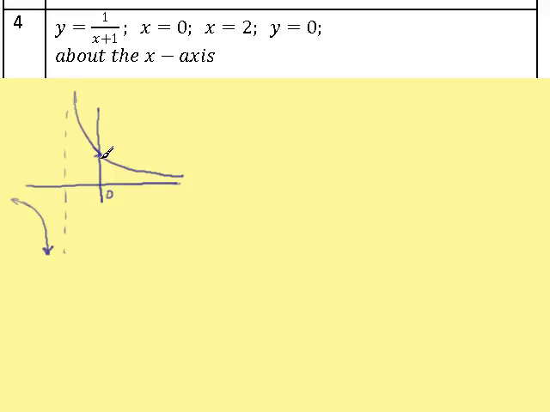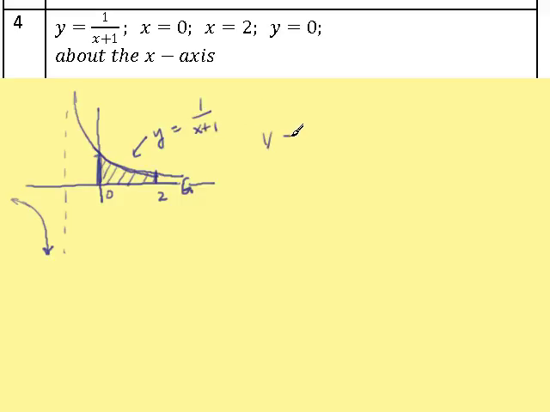and the line x equals 0 bounded by this curve, the line x equals 0, and x equal 2, let's say right here. And y equals 0, which is the x-axis, and we're going to revolve about the x-axis. So here's our picture. Okay, so this is y equal 1 over x plus 1.